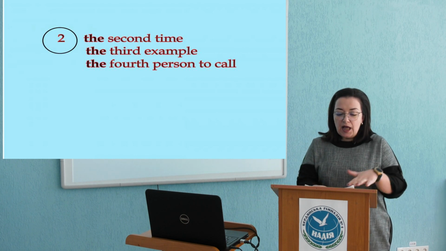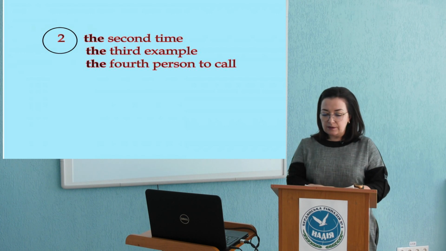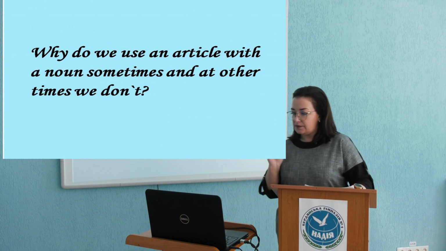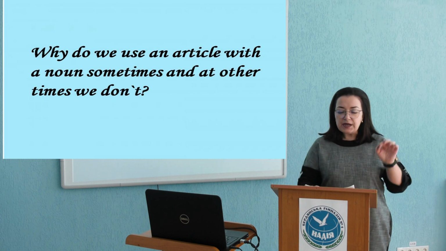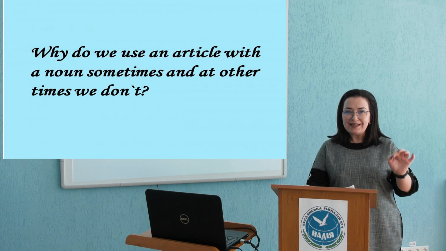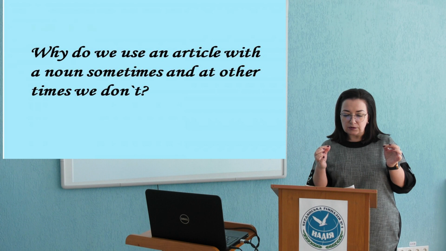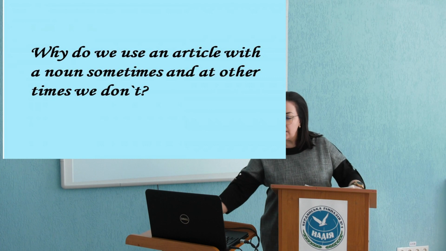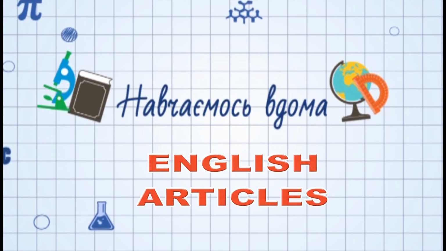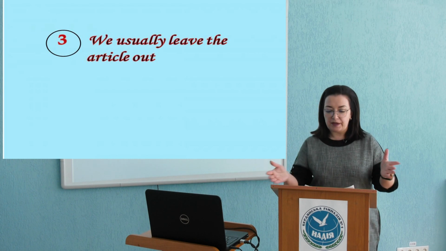Okay, lastly, why do we use an article with a noun sometimes, and at other times, we don't? That's the question. When we are speaking about a noun in general, we are not being specific about which particular noun. We usually leave the article out, and this is the third rule. And if it's countable, you need to use the plural form then, you see.